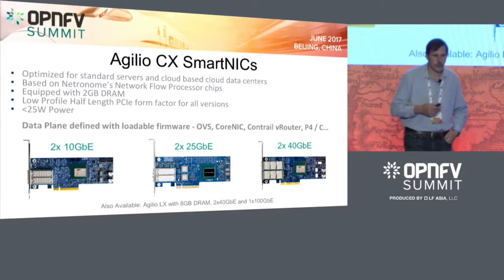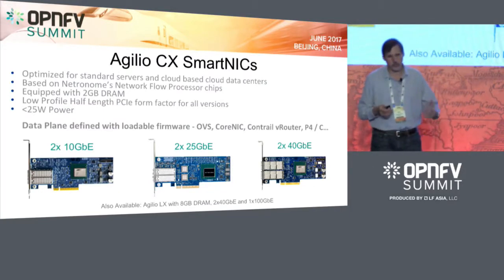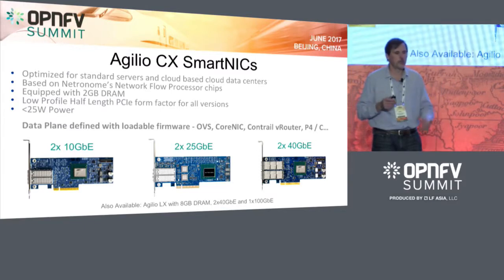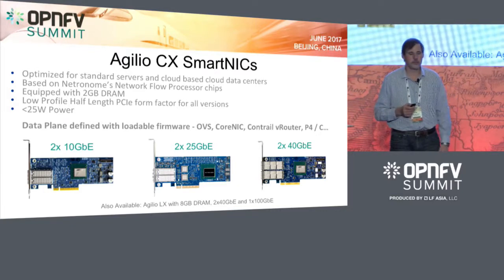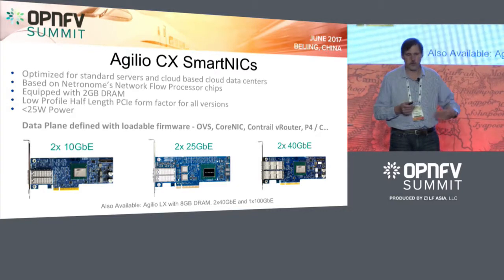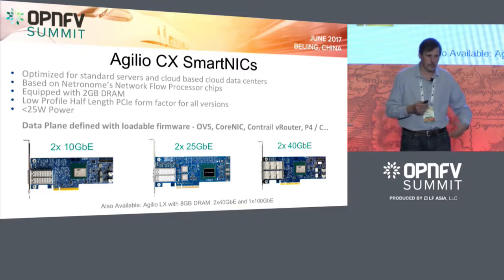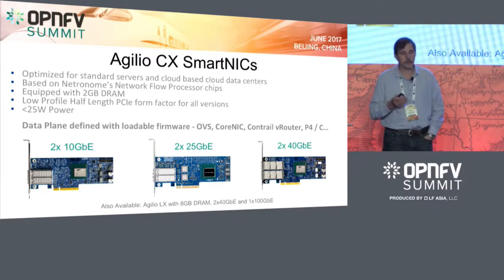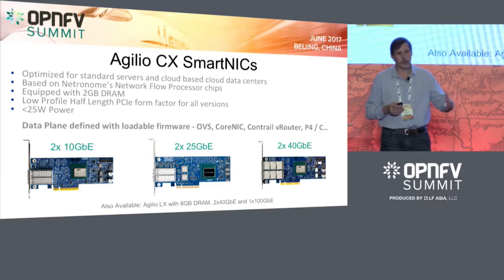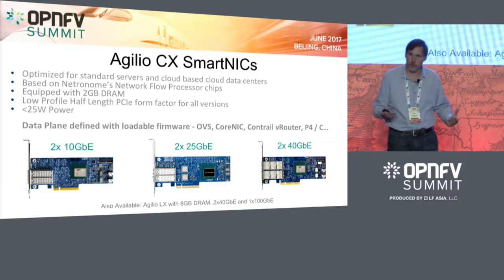So yeah, real quick, just so you know what they look like and the different flavors. They're all standard PCIe cards, low profile, fit into standard COTS servers, with various port speeds from 10, 25, 40, and we have larger cards with 100 gig on them as well. The software data plane is software defined by the software image on the processor that's on the SmartNIC. That's why it's called a SmartNIC.